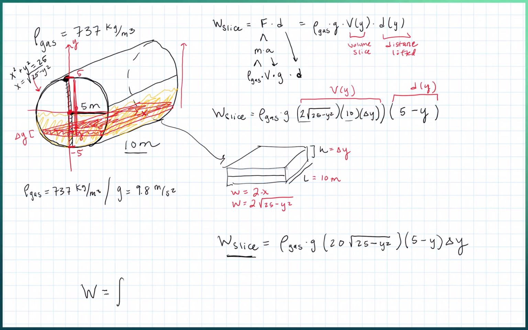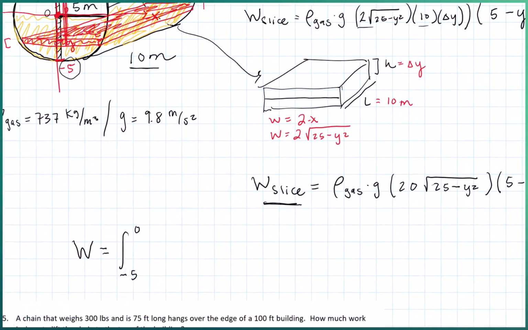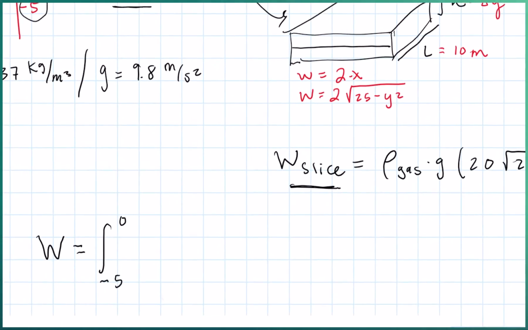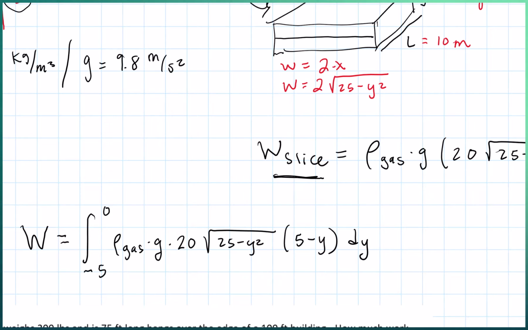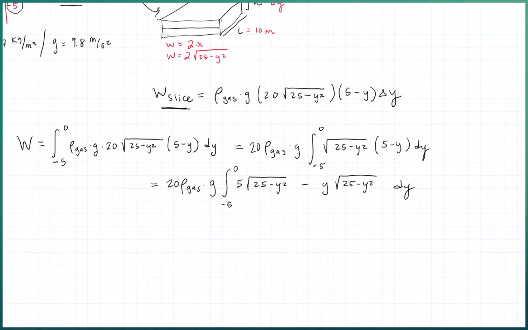The gasoline slices are starting at -5 and ending at 0. So this is the integral from -5 to 0. I'm going to zoom in here a little bit so I can write a little bit better. This is the work from -5 to 0: rho of gas times gravity times 20, those are all constants, times the square root of 25 minus y squared times 5 minus y dy. Now I want to clean that up just a little bit, so I'm going to show it on the next screen.